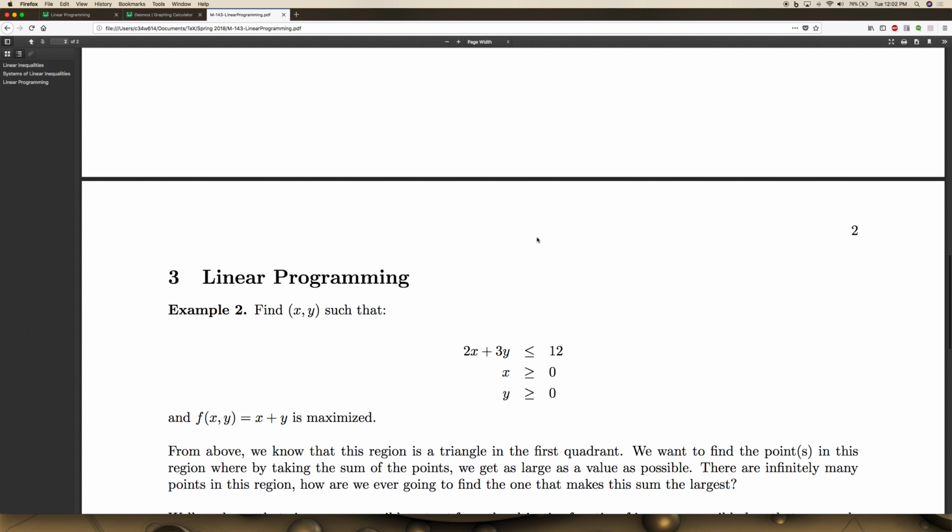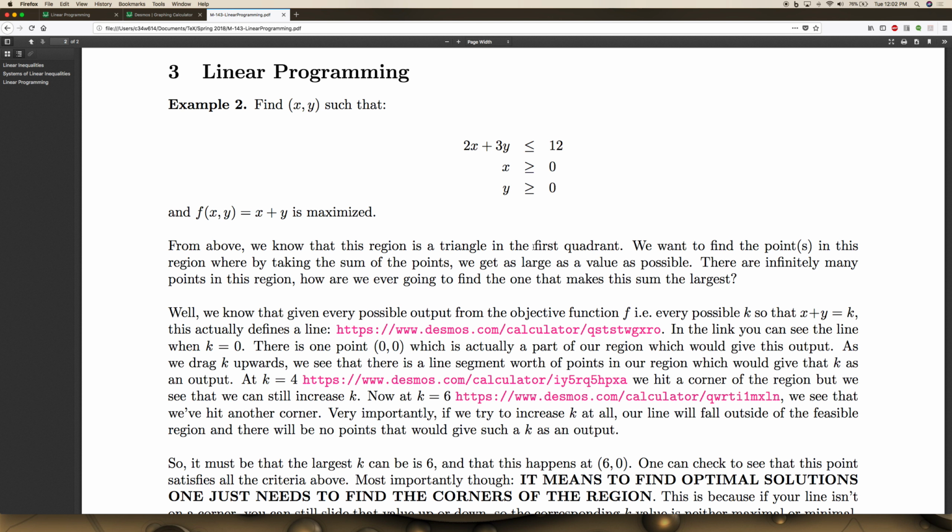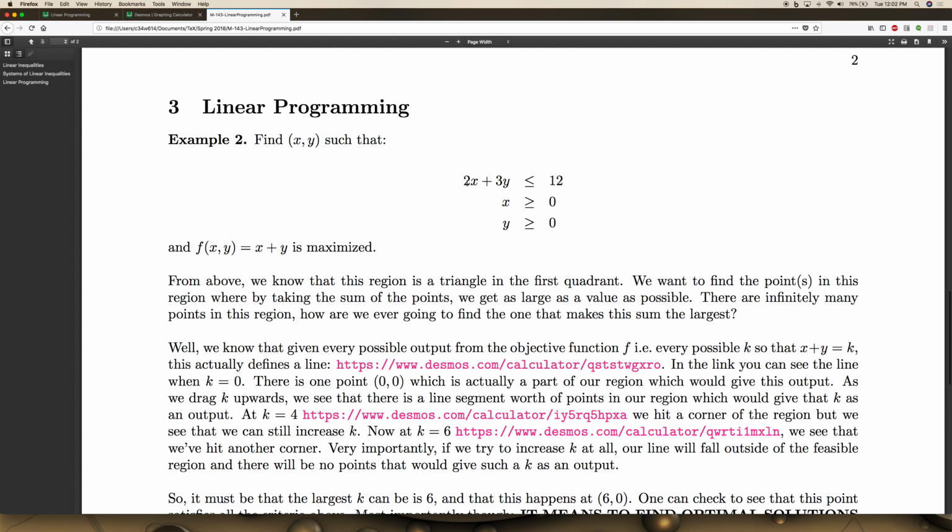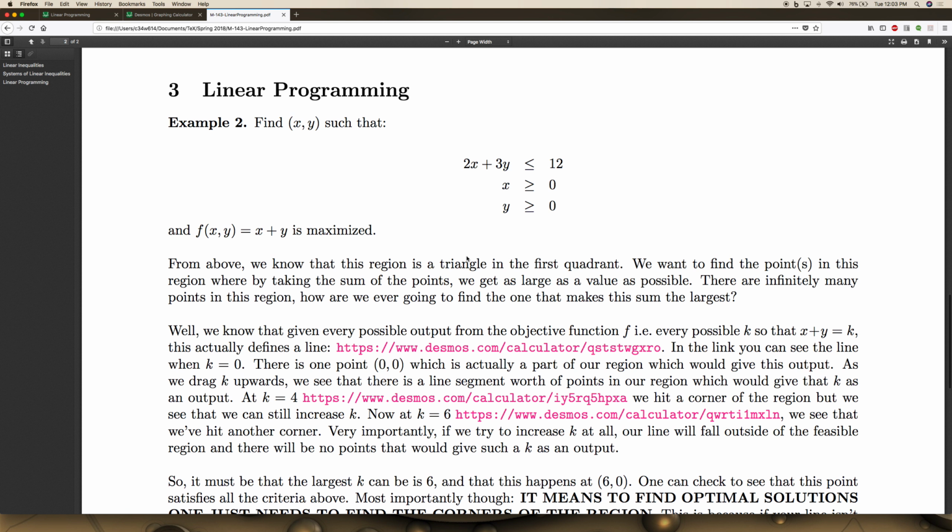Linear programming is the science behind, given a system of inequalities and some function, here we have f of xy being x plus y, finding the point or points of x and y that make all three of these things true and also make x plus y as large as possible.